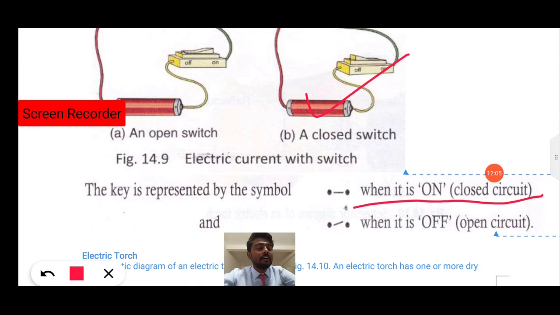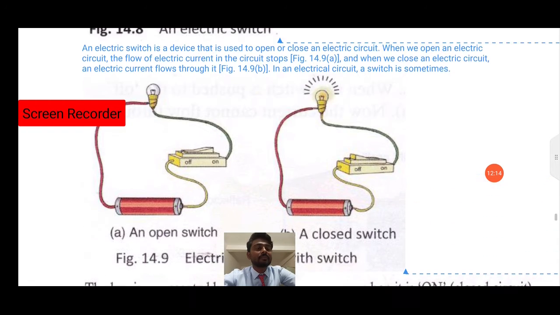But when it is off, the circuit is open, it means the bulb will not glow. Yes or no? Okay.